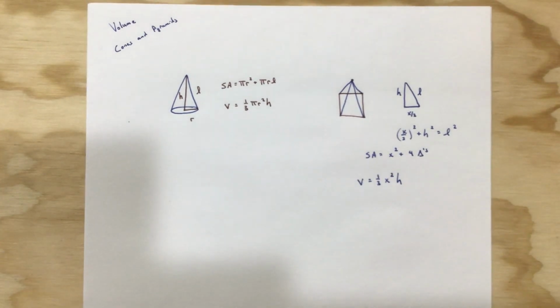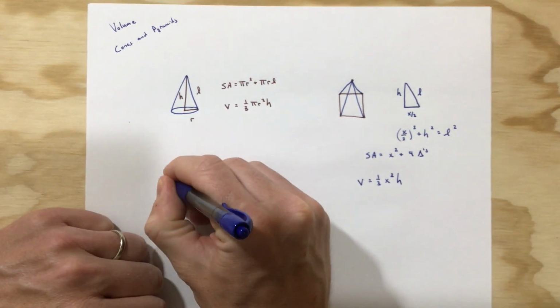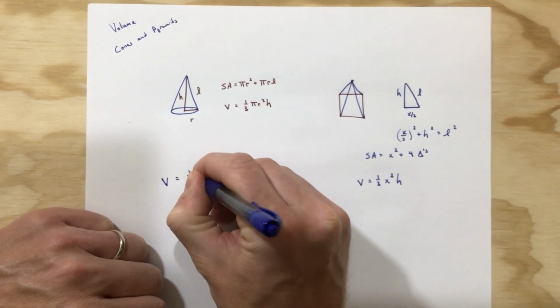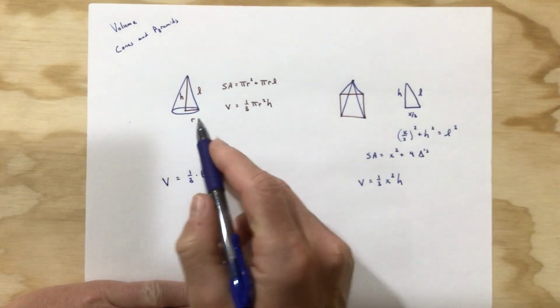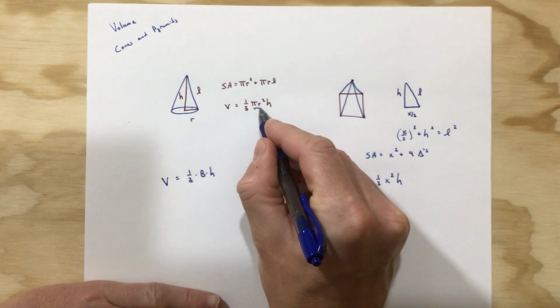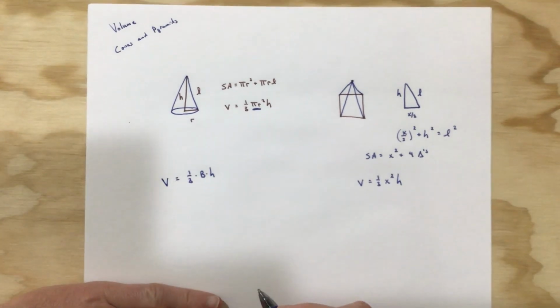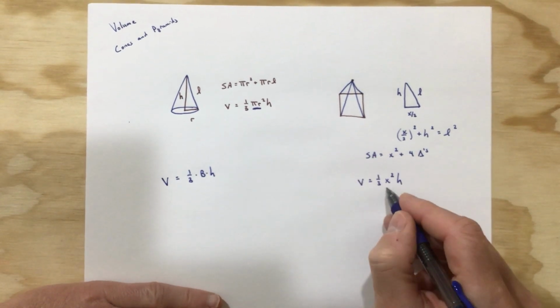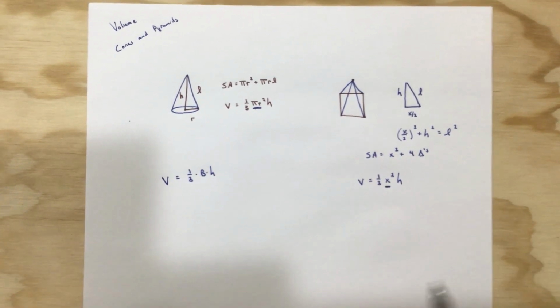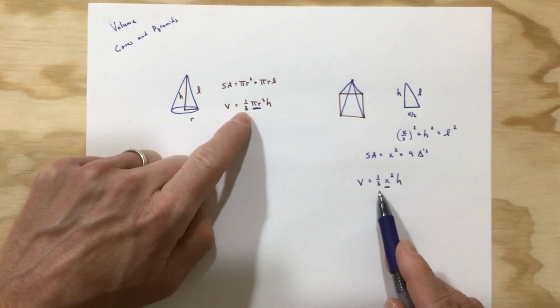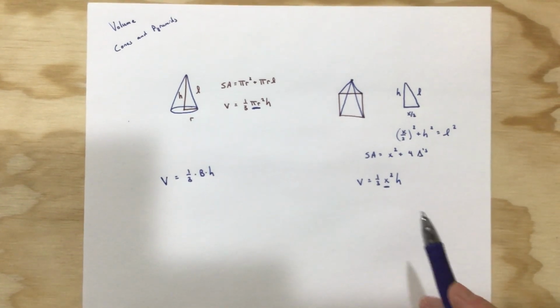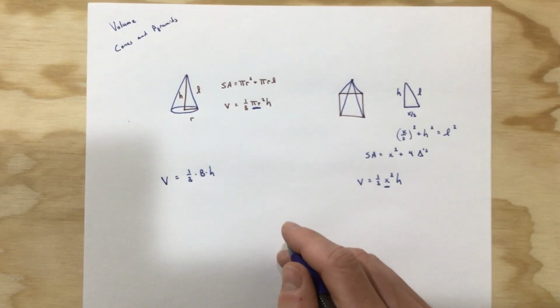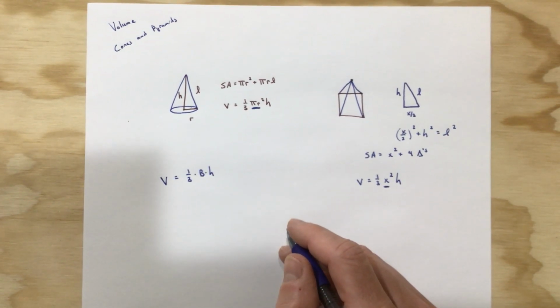And it turns out that for all cones and pyramids, the volume is just 1/3 times the area of the base times height. In a cone scenario, the base is just a circle, so it's that pi r squared. In a square pyramid, it turns out that it's just x squared. So hopefully you can see that in both scenarios, it's 1/3 times the area of the base times the height. So the volume for a pyramid and a cone is actually pretty easy. It's just 1/3 BH, where B is the area of the base.